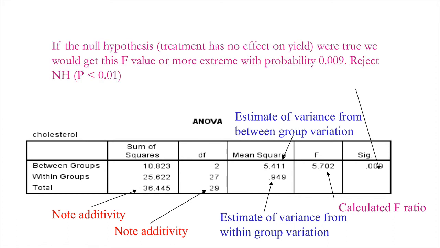So the significance here tells us the likelihood or the probability of us getting that test statistic, or a more extreme one, if the null hypothesis of there being no difference at population level were true.